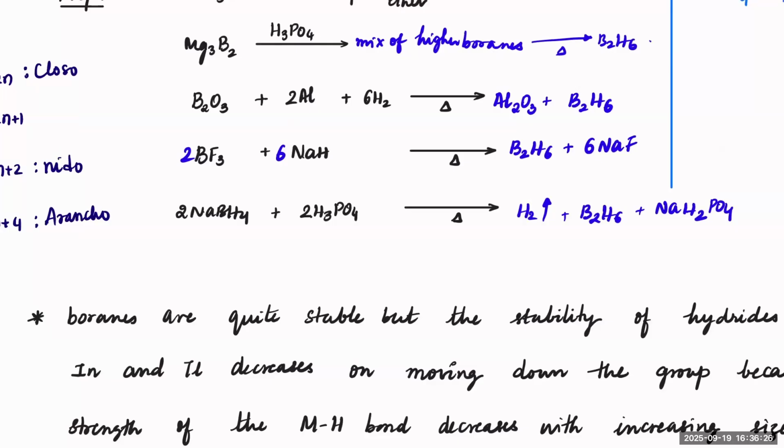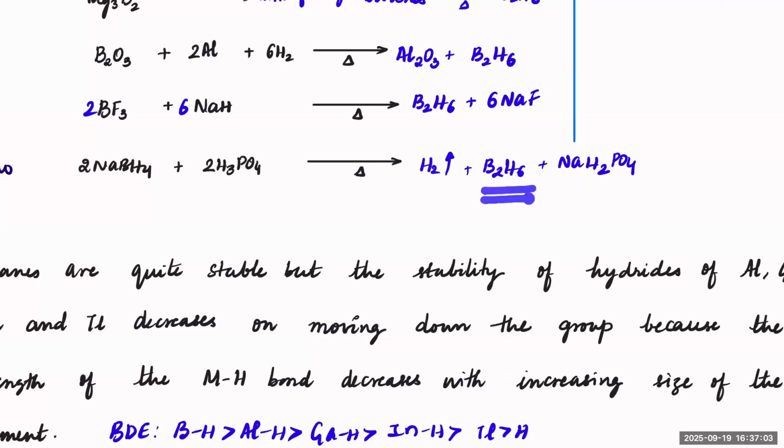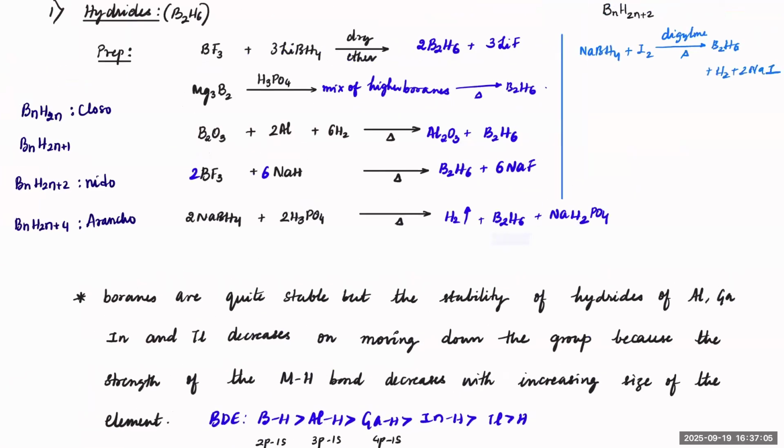Next, if it comes to NaBH4, this is borohydride, BH4 minus. When you react that with H3PO4, one of the hydrogens will take H plus and convert into H2, and the rest will come out as BH3, and 2 moles of that will combine together to form B2H6. Got it? I hope that makes sense. So these are ways of preparation of diborane, beta.